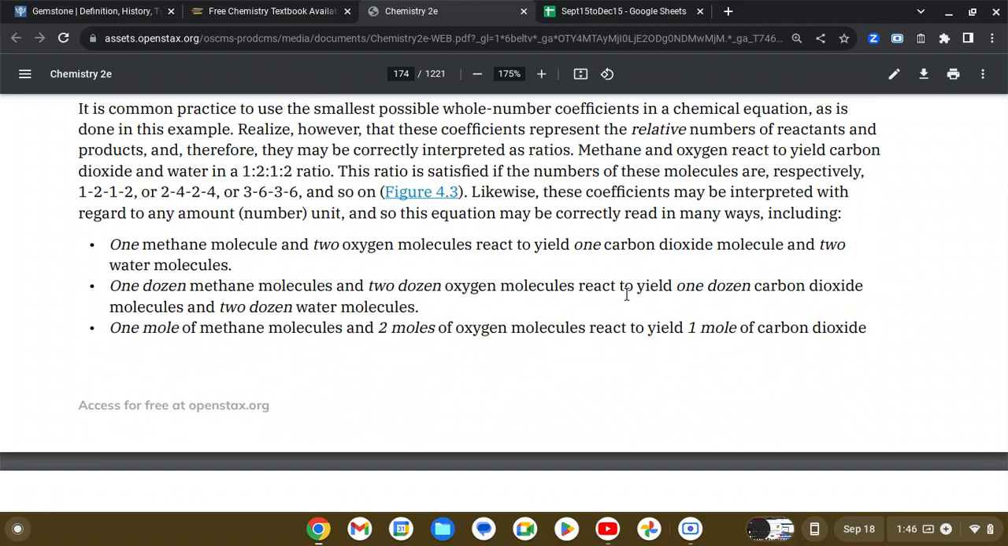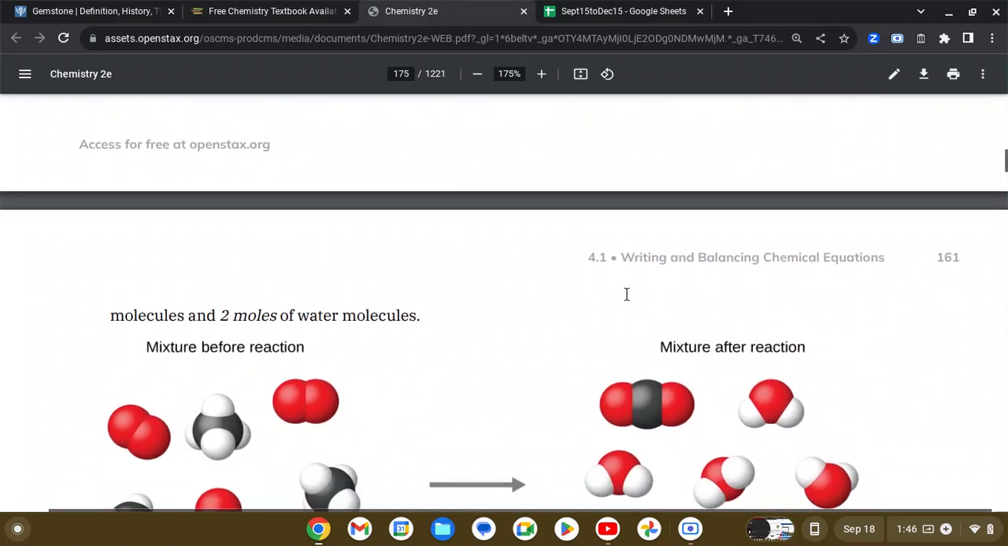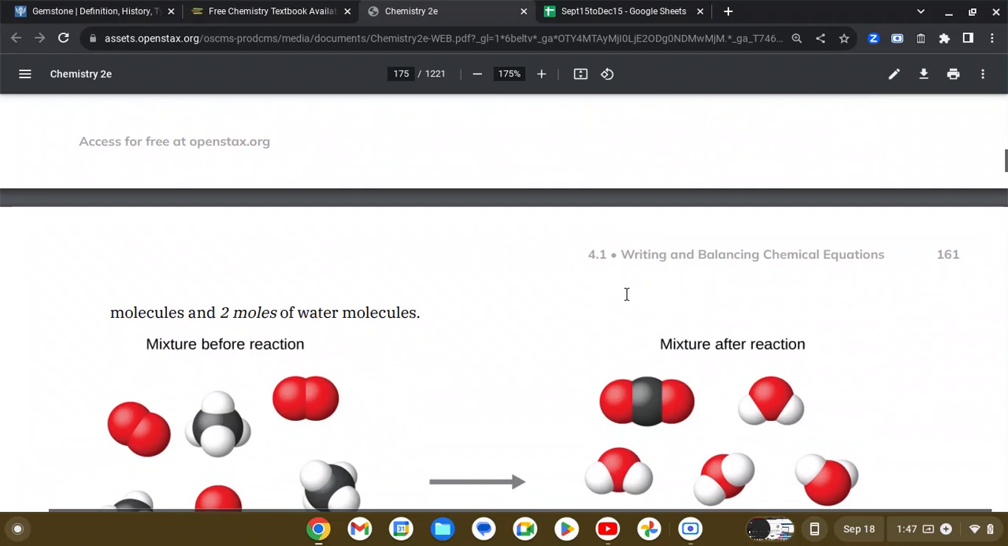Likewise, these coefficients may be interpreted with regard to any amount unit, and so this equation may be correctly read in many ways, including 1 methane molecule and 2 oxygen molecules react to yield 1 carbon dioxide molecule and 2 water molecules. 1 dozen methane molecules and 2 dozen oxygen molecules react to yield 1 dozen carbon dioxide molecules and 2 dozen water molecules. 1 mole of methane molecules and 2 moles of oxygen molecules react to yield 1 mole of carbon dioxide molecules and 2 moles of water molecules.